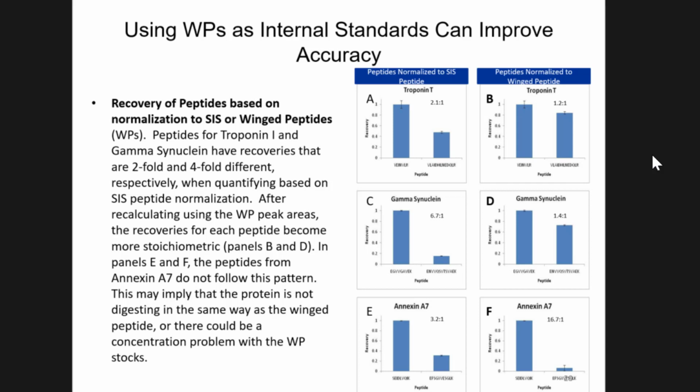We see twice as much of this peptide as here. If we're normalizing against the winged peptide, which also might be underdigested, that effect is taken into account, and we get more down to a 1-to-1. 1 mole of protein releases 1 mole of peptide, which is more accurate in the sense of what we're trying to get, which is protein number.